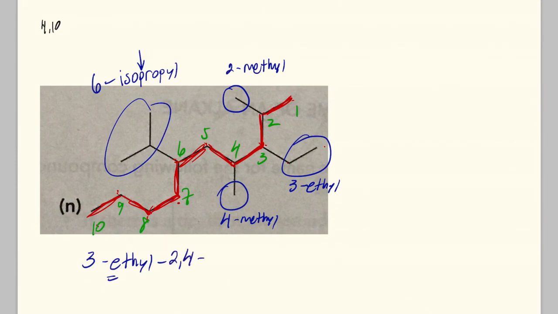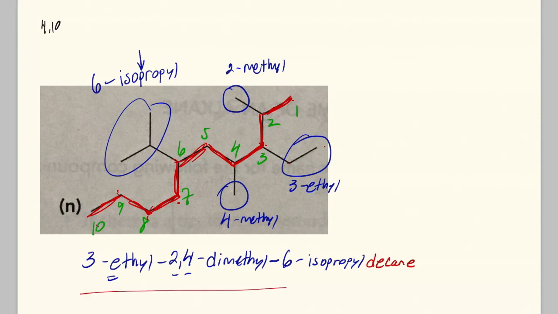We have 2 of them, so we're going to position them all in here now. And remember, when we have 2 methyl groups, we can use dimethyl to simplify the name a little bit, but we still need a number for each of the methyl groups. And then at carbon 6, we have this isopropyl group. Finally, we get to the parent chain, and we said that was 10. That's a decane. So that's the full, long, complete name of this compound.